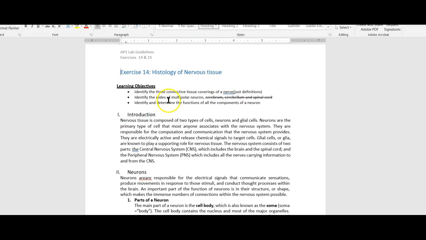And as you can see here, for the connective tissue, it says just definitions, and then I've eliminated these three. So we're doing both the histology of nervous tissue and the brain. It's a fair amount of information, but I don't think it'll be like a brutal lab. So I'm just going to walk you through the basics of what you need to know. I was going to start with the activities.